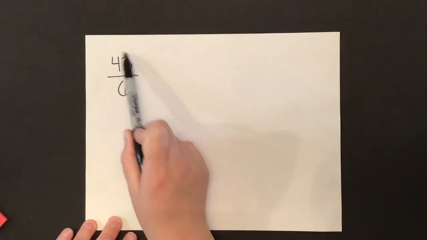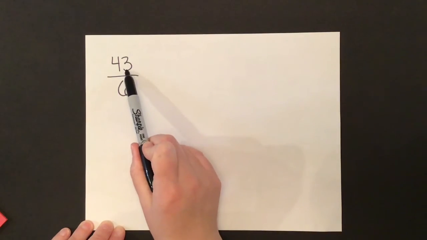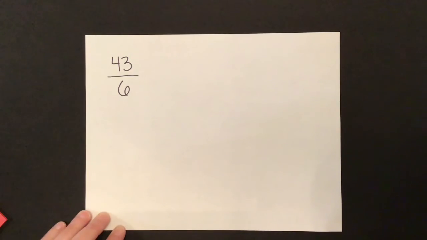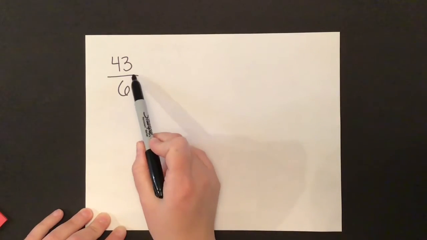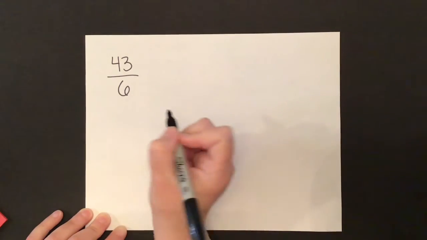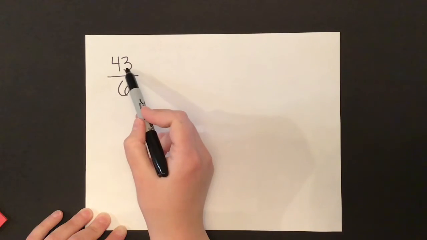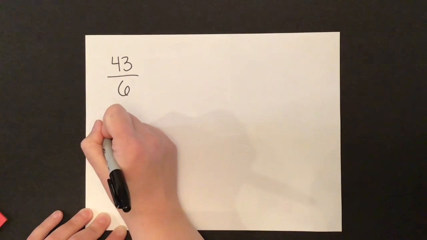Sometimes you'll see some pretty big numerators, and that's when you're really glad that you don't have to use fraction bars or draw a picture. That would be a lot of pieces to count out 43. So you might need a multiplication chart. Start thinking about your 6's. How many wholes can you make if you have 43 pieces?